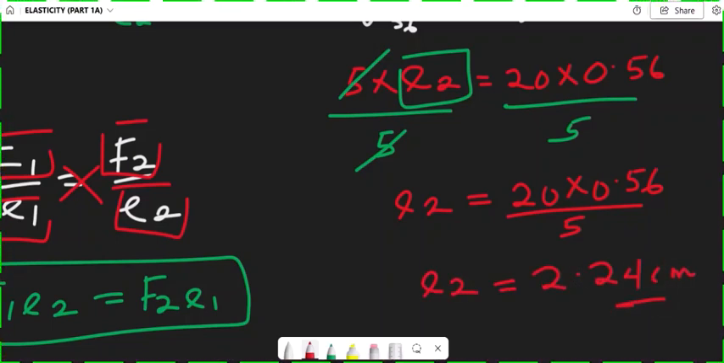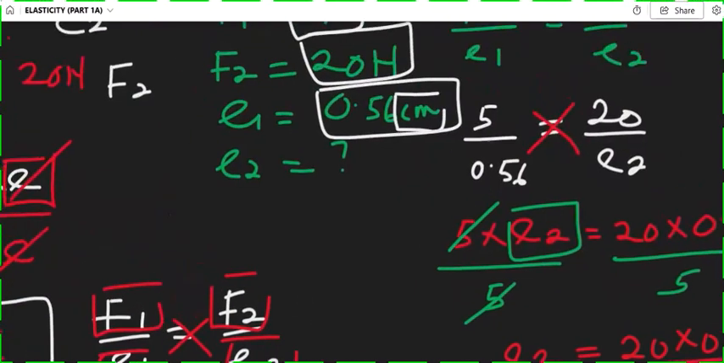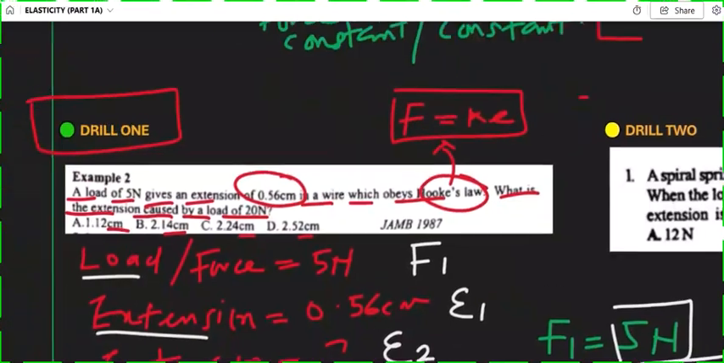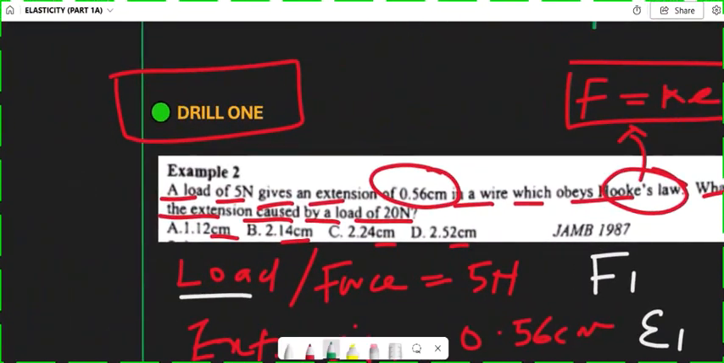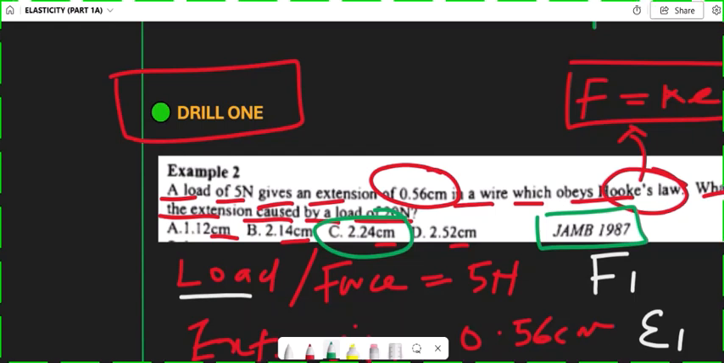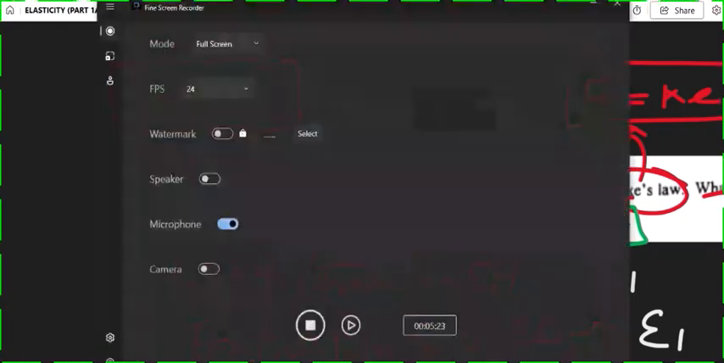As you can see, it is less in centimeters. So let's confirm whether we have such an answer in our options. Coming here, okay, so we have the answer here, which is 2.24 centimeter in our option. As you can see, it's an exam question from 1987. So let's solve more questions on this. Solving another question on this.